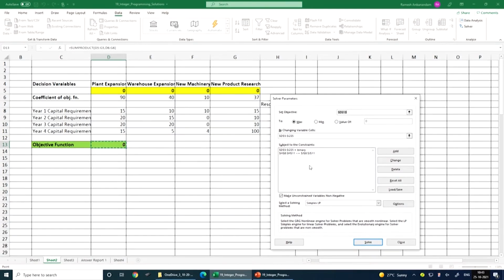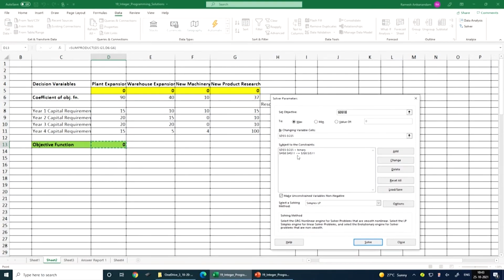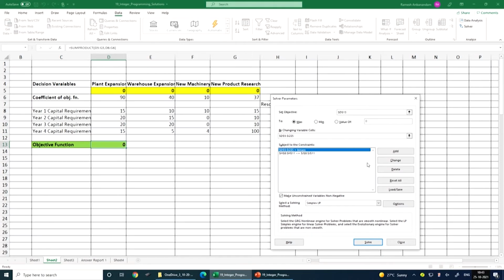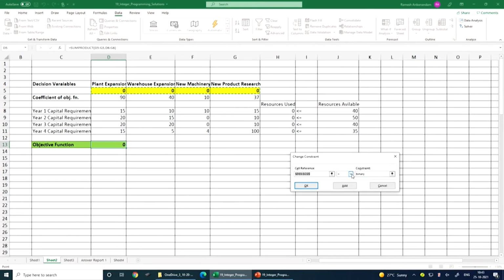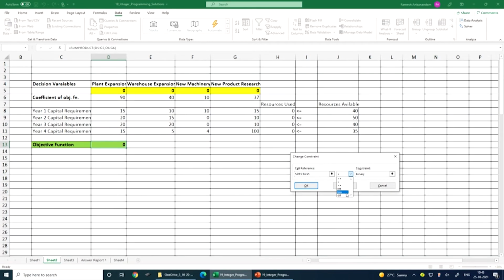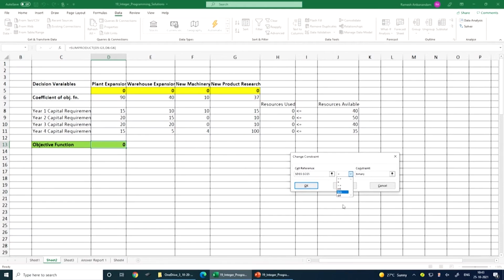How to add this binary constraint? So, I am selecting this constraint. Now, go to Change. Look at this, there are different options there. Select that drop down, there is int, bin. DIF is also there, that I will explain after some time. So, INT means integer, BIN means binary. So, now I am keeping it binary.